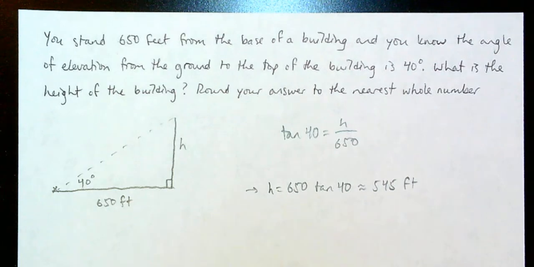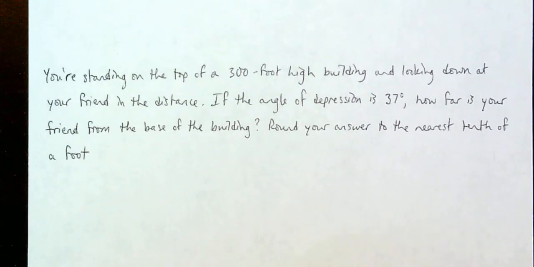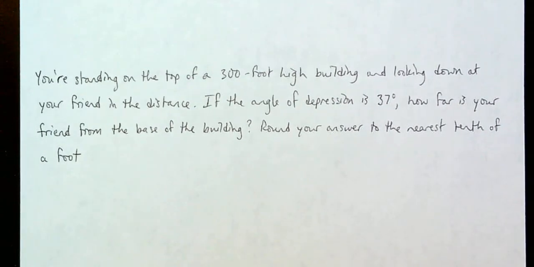In general, draw your picture, label your picture, figure out the proper trig function to use, and then calculate away. Another one here: you're standing on the top of a 300-foot high building and looking down at your friend in the distance. Why you've planned this out with your friend, I don't know. Maybe you're just very tired, or you've been drinking, whatever. If the angle of depression is 37 degrees, how far is your friend from the base of this building? And round your answer to the nearest tenth of a foot.